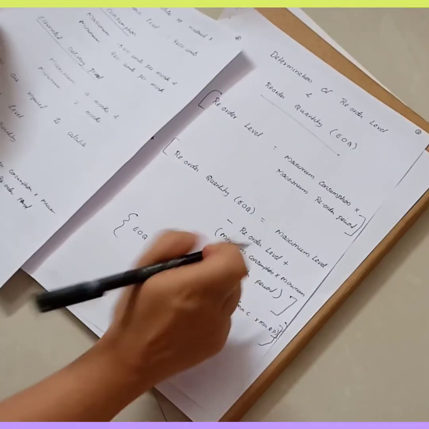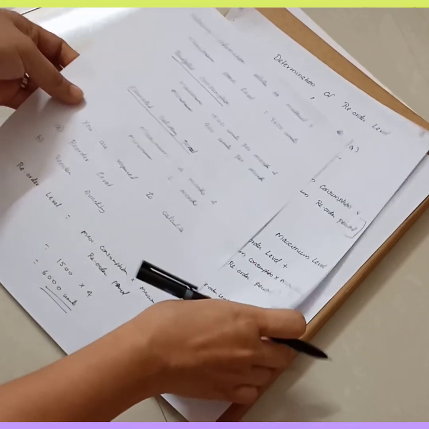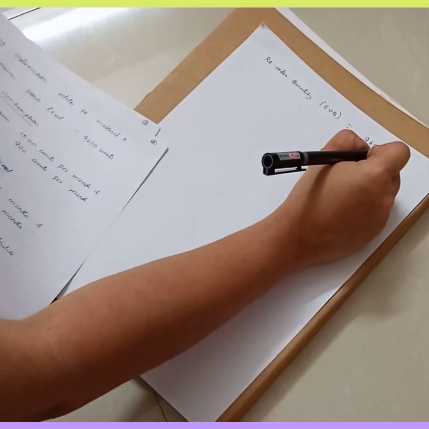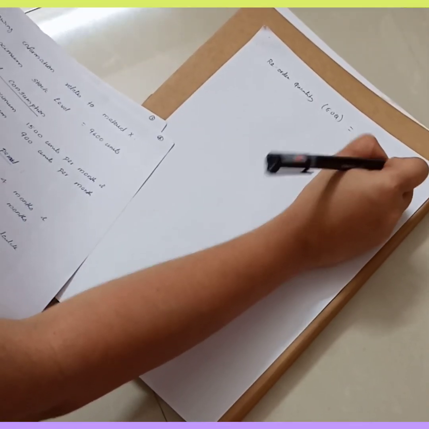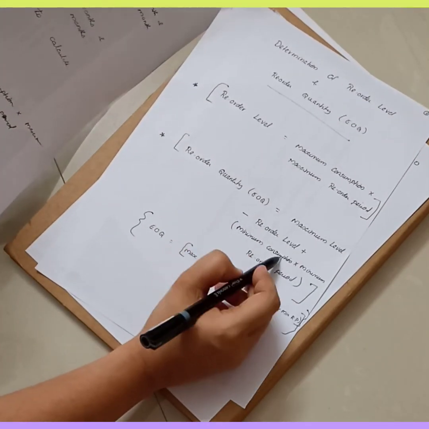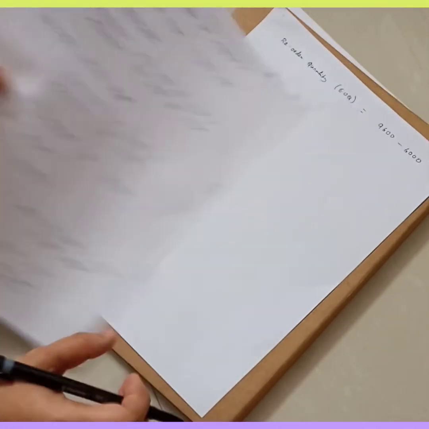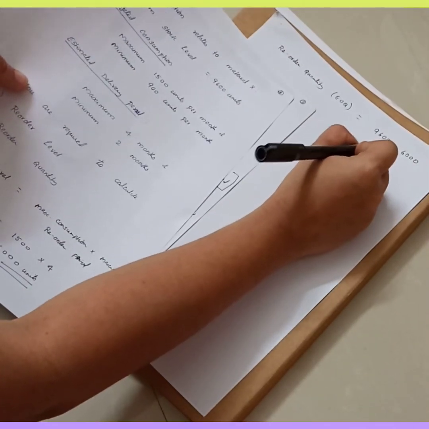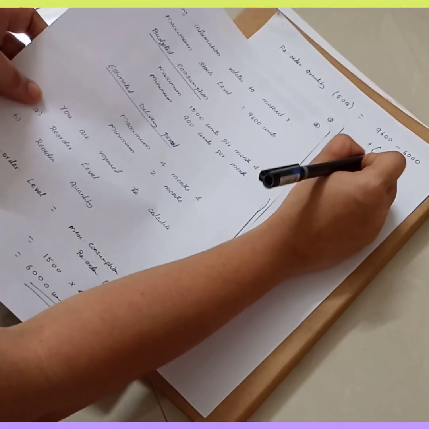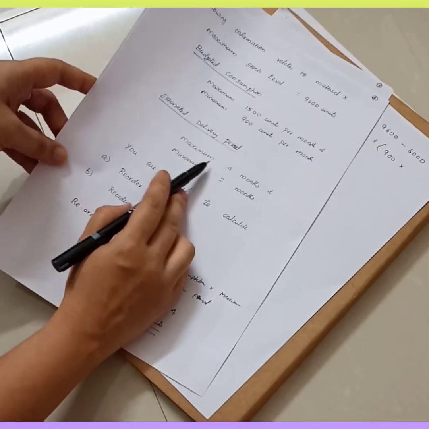So what is the formula? Maximum level minus reorder level. The reorder level we found out. What is the reorder level here? We found it as 6000. So minus reorder level, that is minus 6000. Okay, then plus minimum consumption into minimum reorder period. So what is the minimum consumption and minimum reorder period? Here you have to add the minimum consumption level, which is 900 units per month. That is 900 into, what is the minimum reorder period?